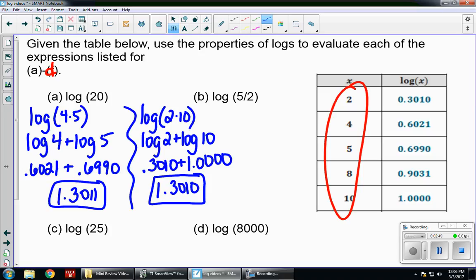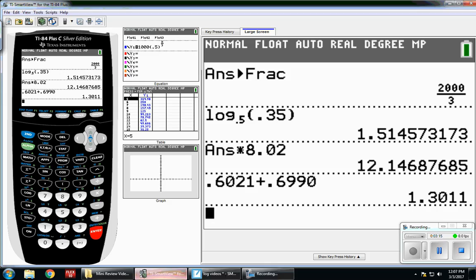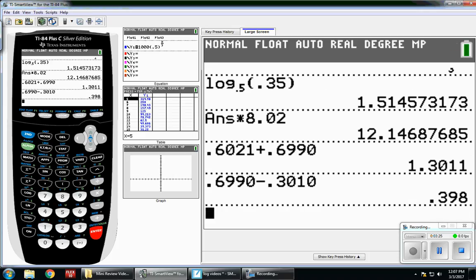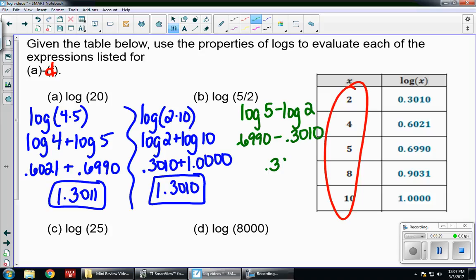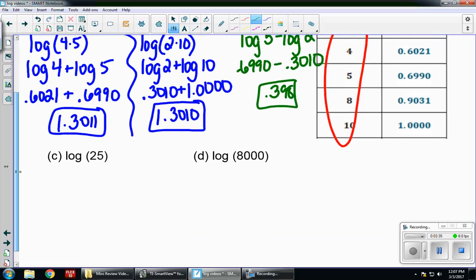Let's take a look at part B. Log of 5 halves, or 5 divided by 2. So if I'm dividing, I subtract. So I have log 5 minus log 2. Log 5, according to the table, is 0.6990, and log 2, 0.3010. When I go to my calculator and type those in, 0.6990 minus 0.3010, we get 0.398. And that's it.